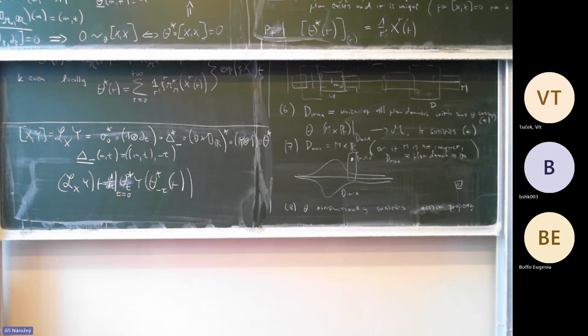A kind of question. You know very well that there is this relation between graded geometry and parameterized words, right? Mm-hmm. And do you know what the flow of this homological vector field is in terms of parameterized words?